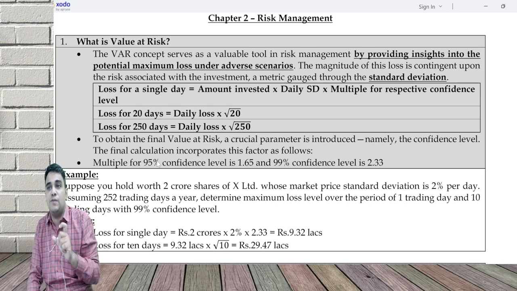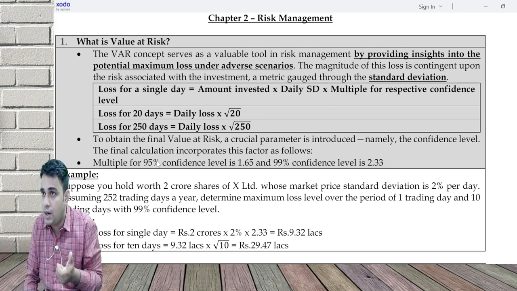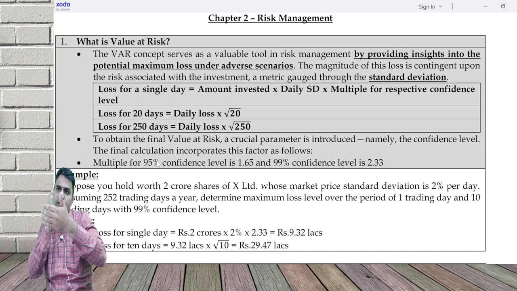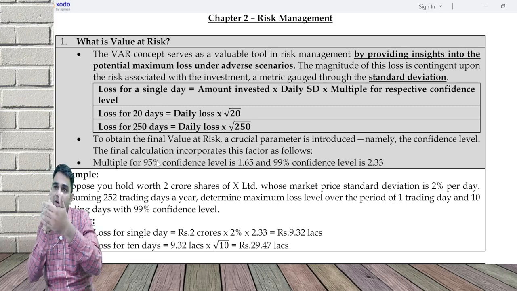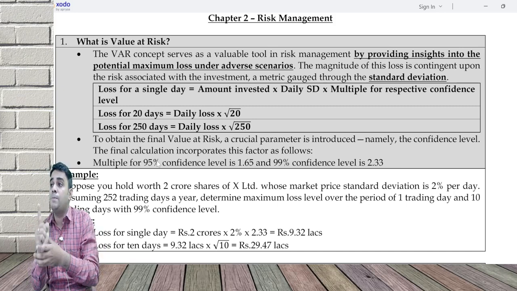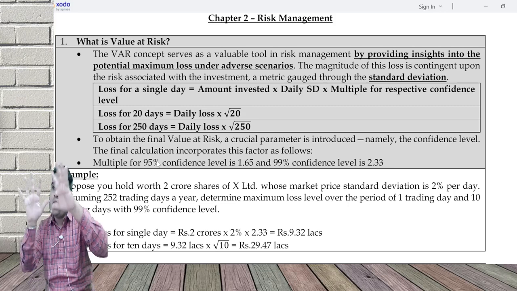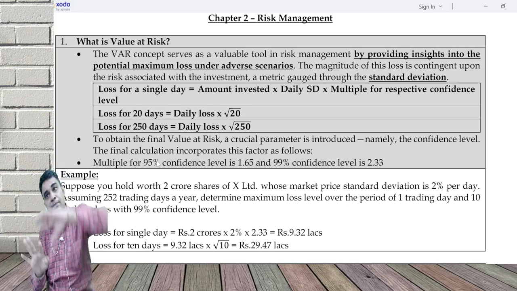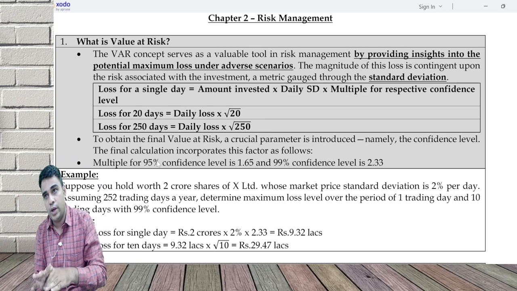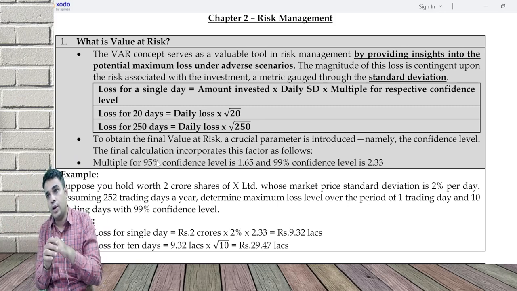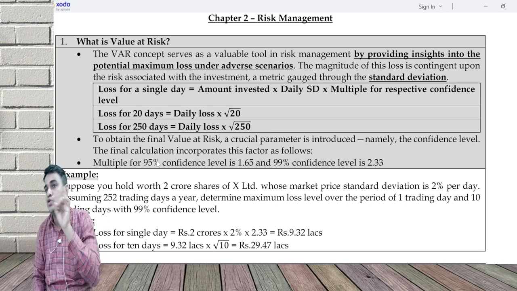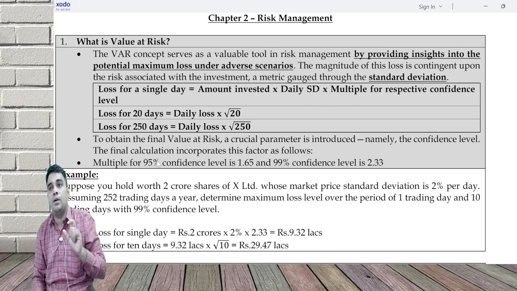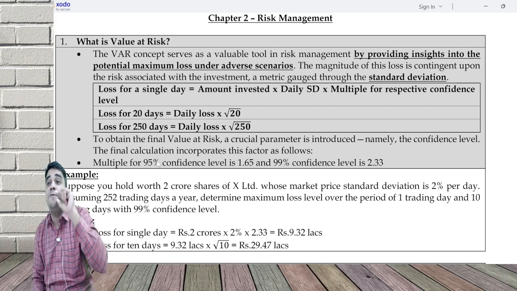So when you do calculation for value at risk, first thing you need to know is the risk of your investment, which is called standard deviation. Let's assume I invested 1 lakh. Standard deviation is 1%. What a standard deviation of 1% basically means is, on an average, the loss can be 1%, but it can be higher or lower also. So 1 lakh into 1%, you can lose 1000. Then you attach a multiple. What is that multiple? There's a confidence level.